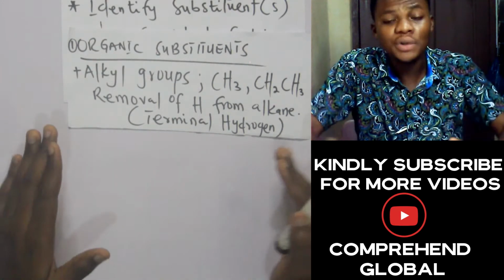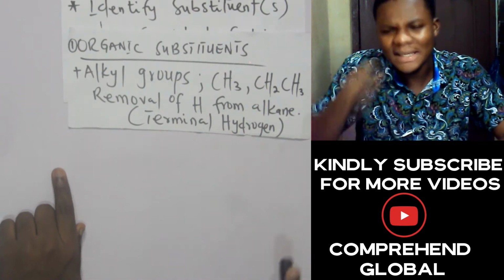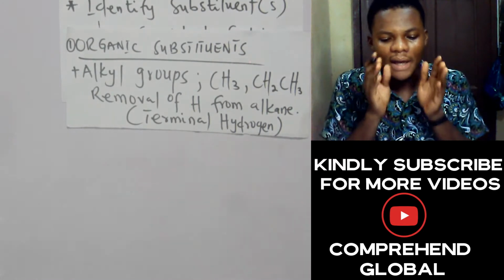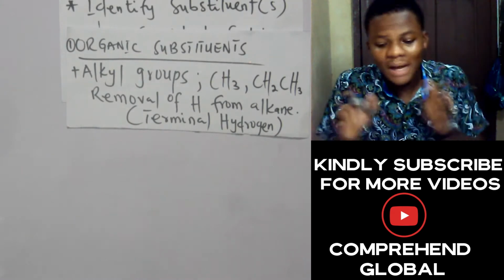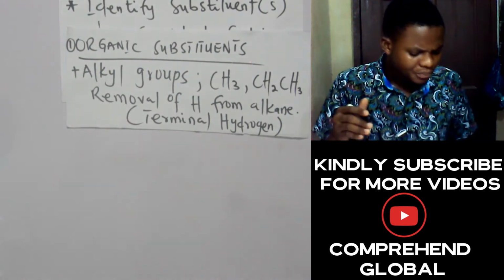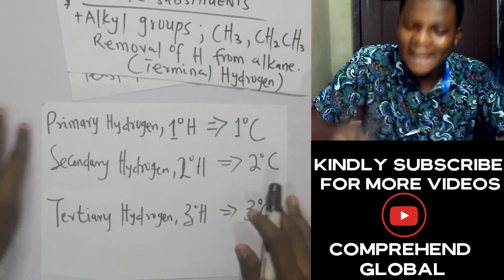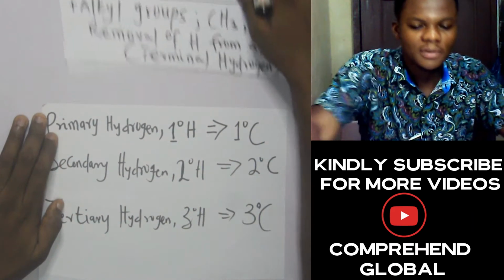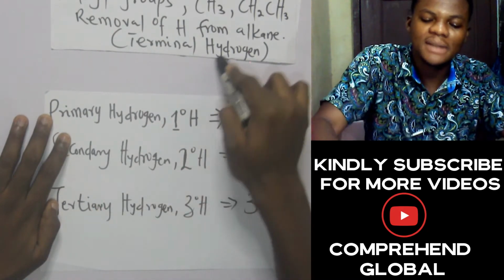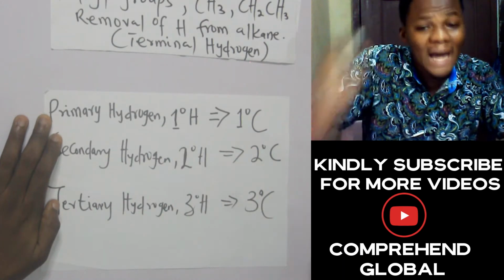Mostly, the hydrogens that are taken are terminal hydrogens. Now, what is a terminal hydrogen? A terminal hydrogen is the same as a primary hydrogen. And what is a primary hydrogen? A primary hydrogen is a hydrogen that is linked with a primary carbon. I don't want us to get confused over here. A primary hydrogen is the same as a terminal hydrogen.